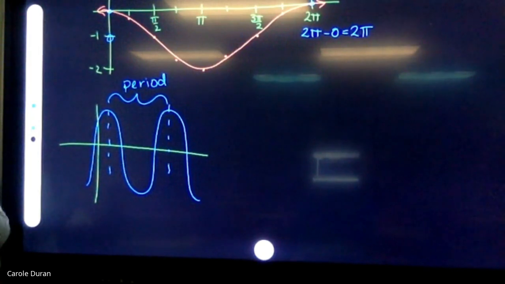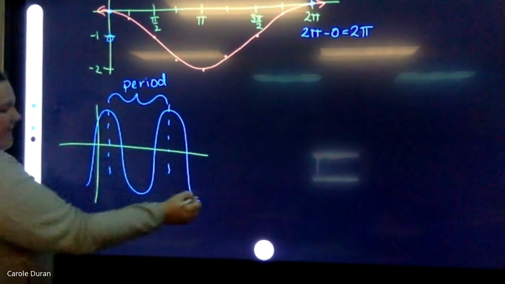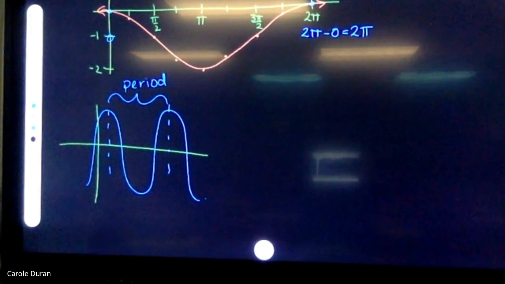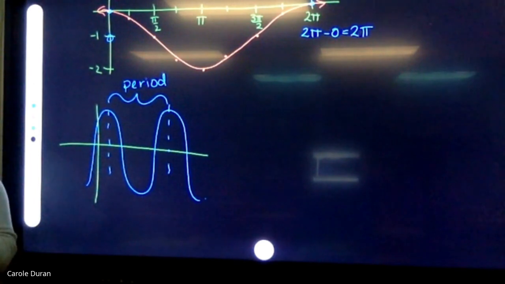So we can't do the other one? You could have done it anywhere. You could have done the valleys if you wanted to, but they have to be the same point on that part of the graph. There's one period, but there's multiple points you could test it at to find it. But the peaks are usually the easiest.